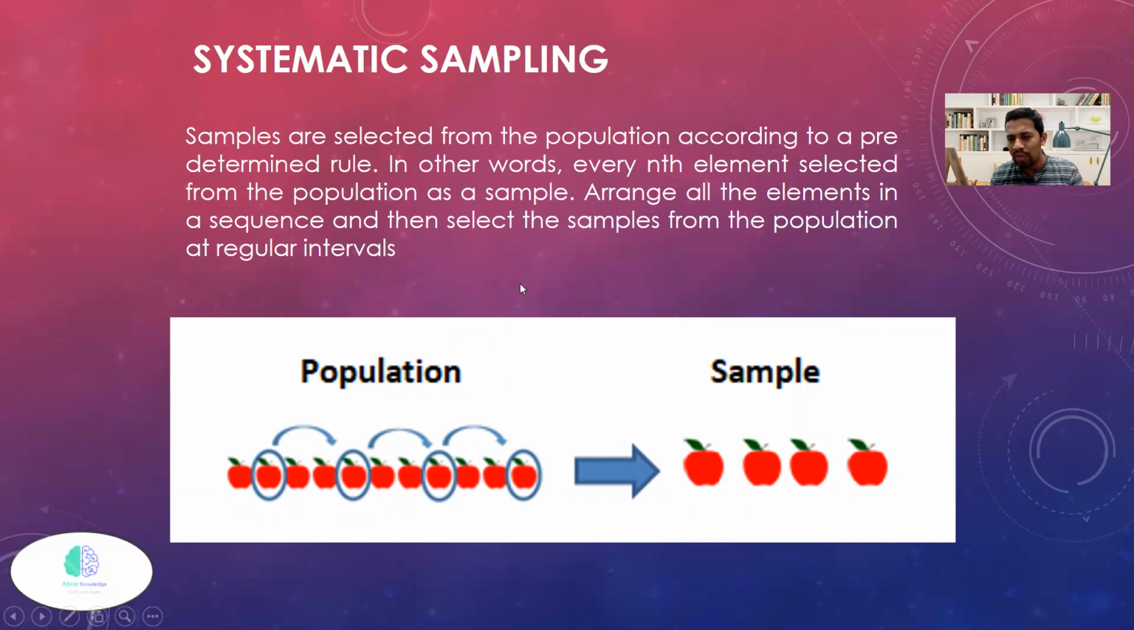We also talked about gauge repeatability and reproducibility, right? You can follow more on that. Gauge repeatability and reproducibility is one typical example of systematic sampling.